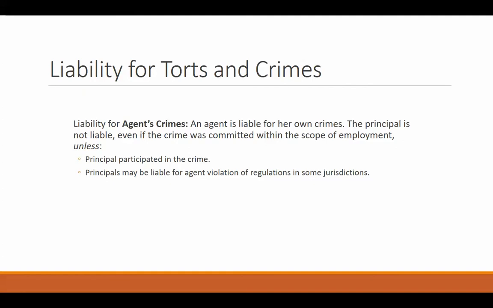An agent's going to always be liable for his or her own crimes. The principal isn't going to be liable if it's in the scope of employment unless the principal participates, or if we see that our principal can be put on the hook if our agent's violating the law. Now that standard isn't universal. That depends on the state by state rules for agency.